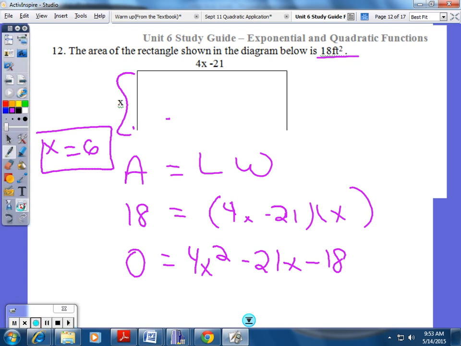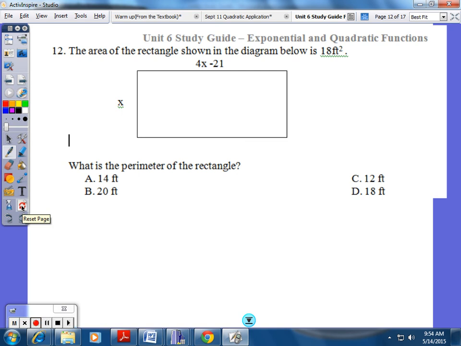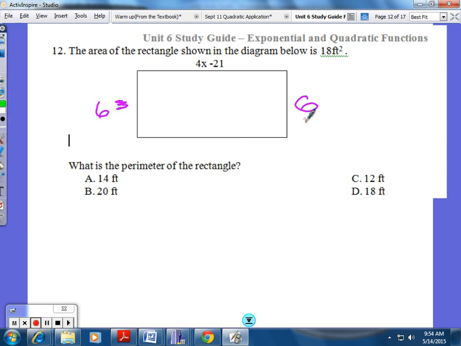Okay. Now we're going to go back. They asked us to find the perimeter. Well, we know if this is 6, then opposite sides are equal, so that's 6. We plug in a 6 here and we multiply. 6 times 4 is 24, and 24 minus 21 is 3. Okay, so all we did was plug in a 6 in place for x. And then opposite sides are equal, so that means that's 3.